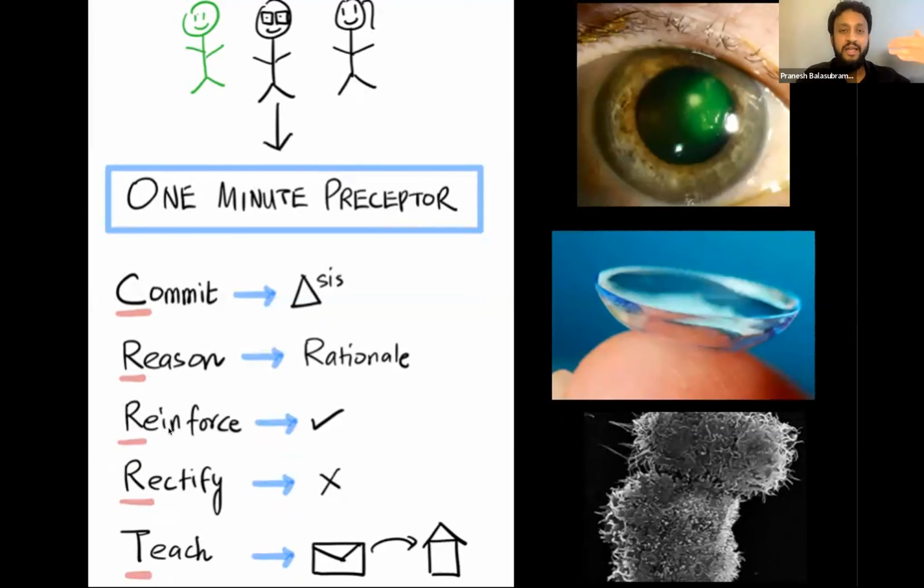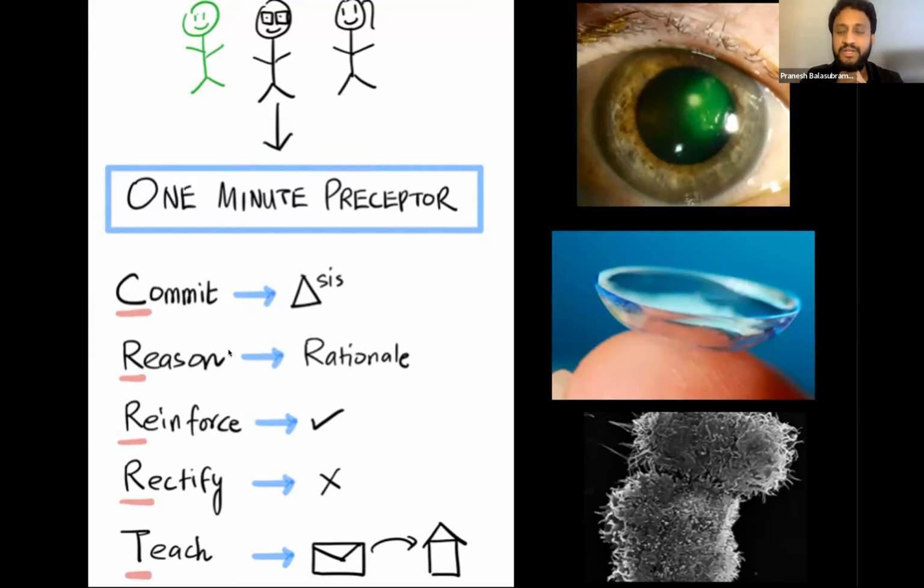And reinforce. Appreciate the right findings the student has made. Rectify. Gently correct the mistakes of the student without being harsh, without being very critical. Finally, teach them. Tell them one important take-home pearl or a take-home message. So all these things: commit, reason, reinforce, rectify, and teach. All these 5 micro skills happen under a minute. Now, this can be 2 or 3 minutes, that's fine. But all these important teaching concepts are condensed into a very easy to understand framework via the 1 minute preceptor model.